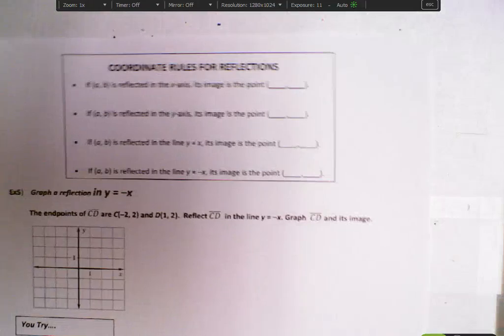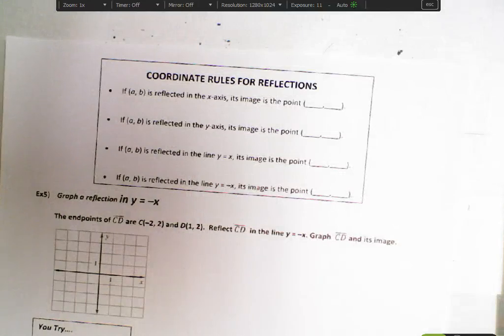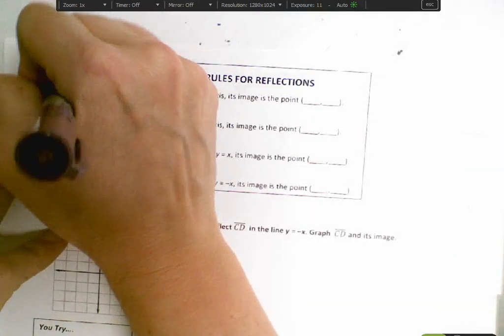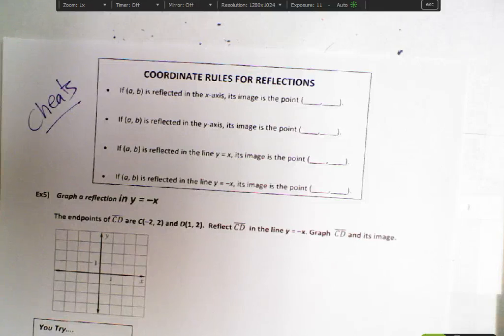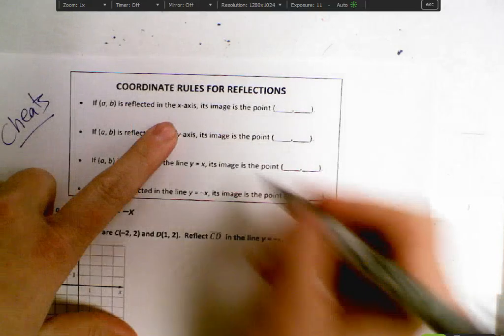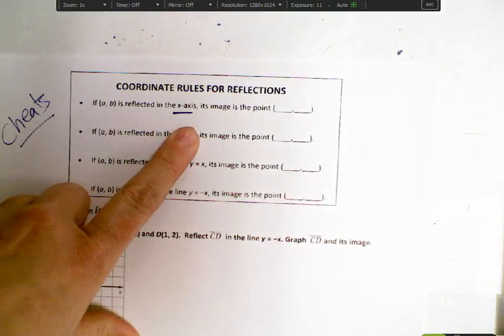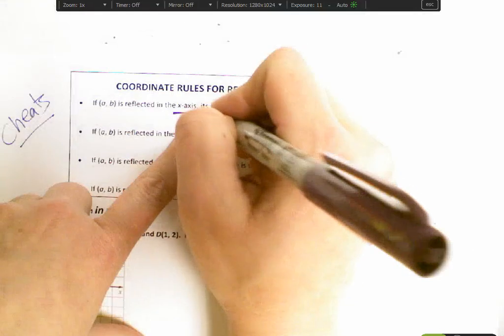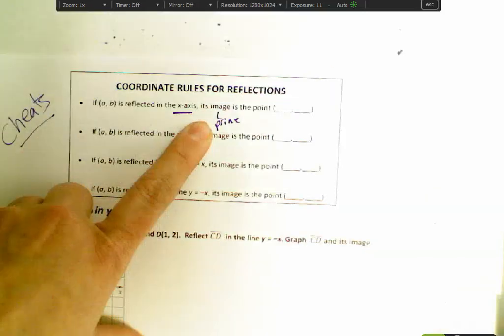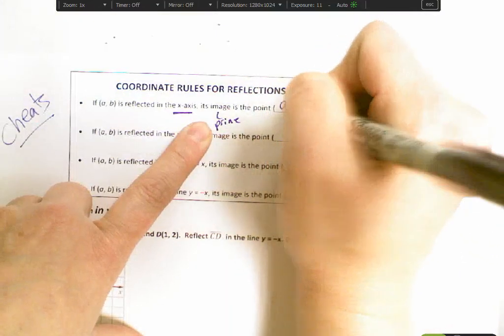The last page gives us our cheat sheet ways. These are our cheats for when we have specific lines of reflection. We can always use the method that we just used before, where we moved the same direction left and right, up and down between the line of reflection to get to our next point. But our cheat sheet says, hey, if (a, b) is reflected over the x-axis, its image, which means its prime, right, is (a, -b).